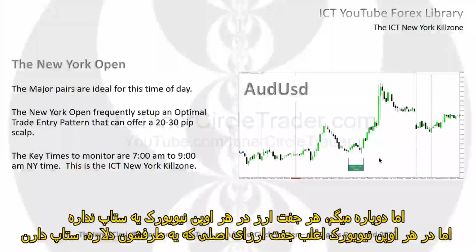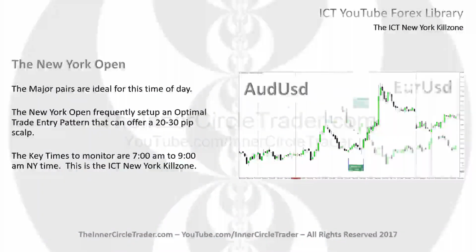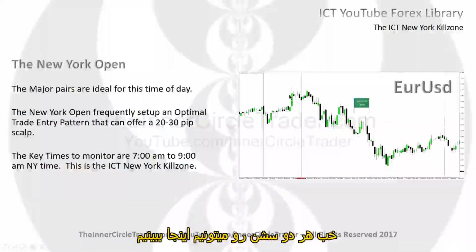But again, every pair doesn't have a setup every New York Open, but every New York Open has a setup in one or more of the majors that are crossed with the dollar. Now, everything I say is reversible, if you will, and we can see the same scenario for the euro dollar. We have an opportunity to see both sessions here.